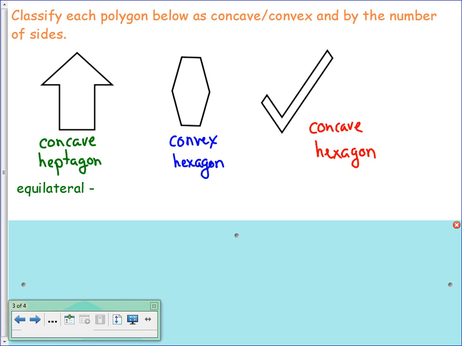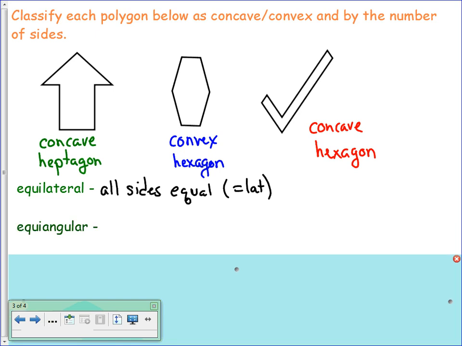Other terms associated with polygons. Equilateral. Equa, prefix meaning equal. Lateral means side, like a lateral movement is a side movement. So equilateral simply means all sides equal. You'll see me abbreviate it with equilat. Equiangular, same thing, all angles equal.